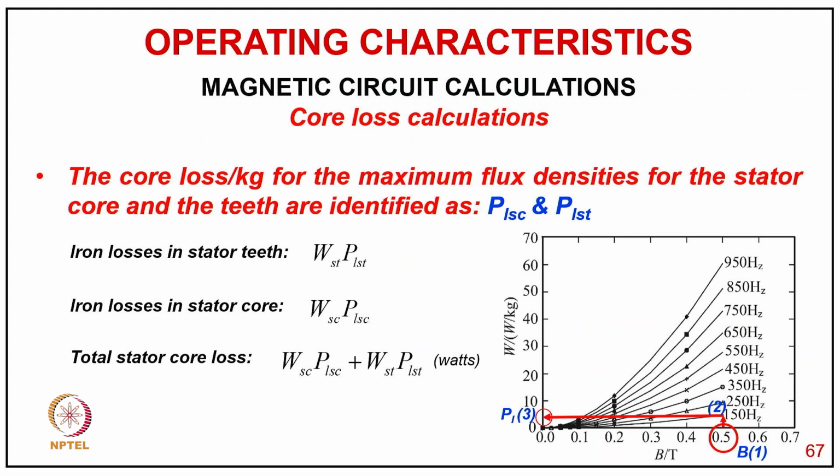So now coming to core loss per kg, for the maximum flux density the stator core and stator teeth are identified by Plsc for the stator core and Plst for typically the stator teeth. From this characteristic that is shown here for flux density versus core loss, the total iron loss in stator teeth we can say is Wst into Plst. That Wst is typically the weight of all the teeth, and the iron loss in the stator core is Wsc into Plsc, and the total core loss will be Wsc into Plsc plus Wst into Plst in watts.